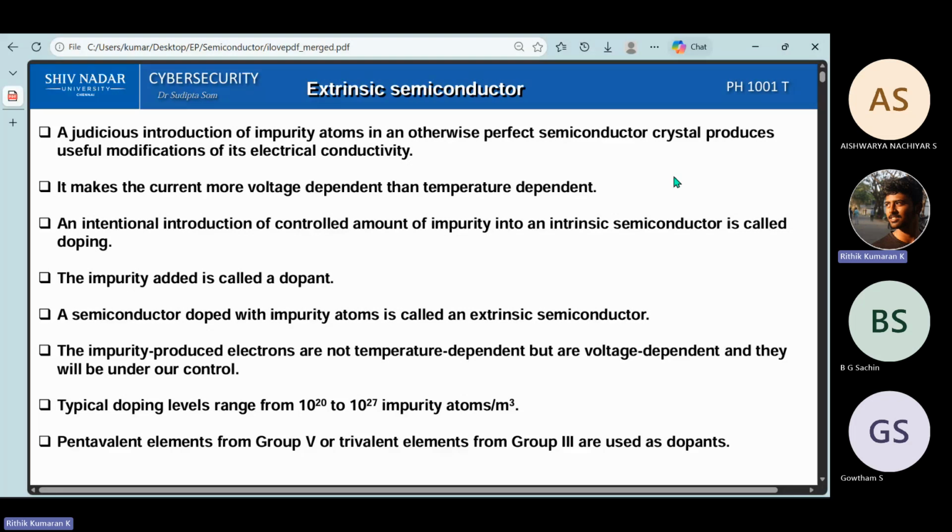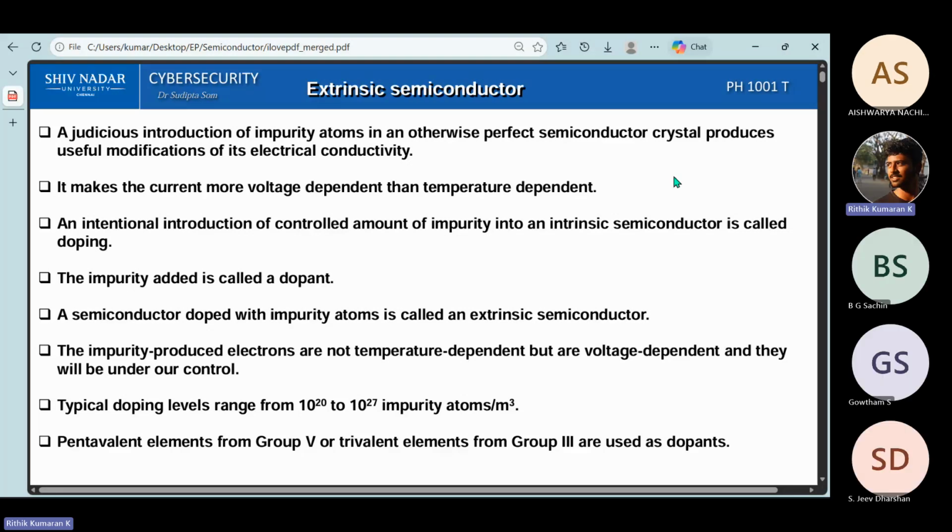In an extrinsic semiconductor, the current will be more dependent on the voltage rather than the temperature, which gives us more liberty in controlling the current flow in the semiconductor. As I said, the added impurity is called a dopant. The step of adding the impurity to an intrinsic semiconductor is called doping, and the impurity you add is called a dopant. Such a semiconductor is an extrinsic semiconductor. The typical doping range would be 10^20 to 10^27 atoms per meter cube. So all the things are set.